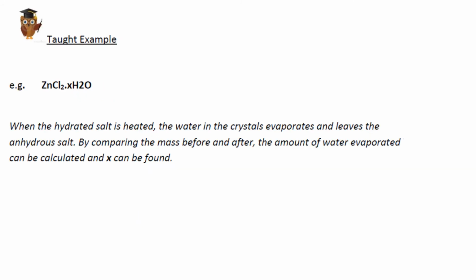So here's an example. ZnCl2.xH2O. We don't know whether it's got 2 waters in the formula, or 3 or 4 or more. We don't know. So we need to look at the information. When the hydrated salt is heated, the water in the crystals evaporates and leaves just the anhydrous salt, so ZnCl2. We could compare the mass before and after. We would be able to work out the mass of zinc chloride and the mass of water, and then we could set up an empirical formula style answer.